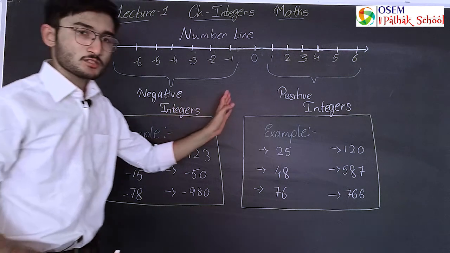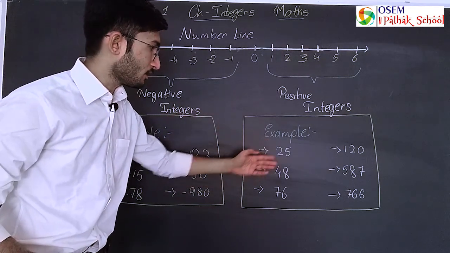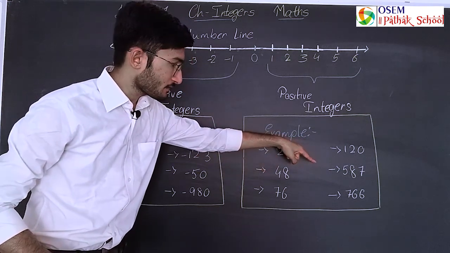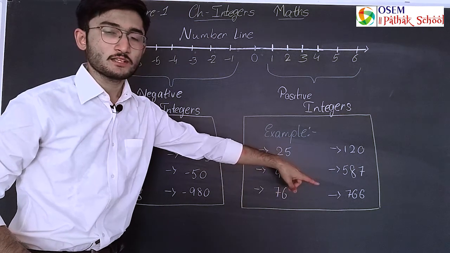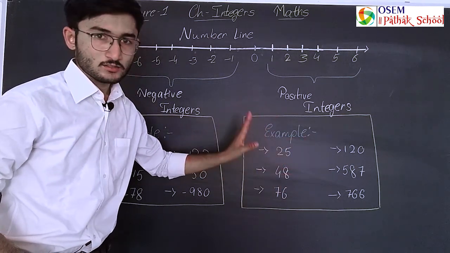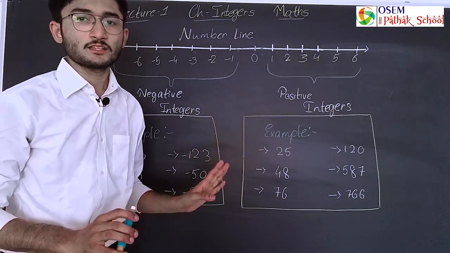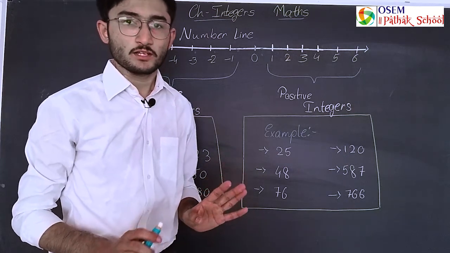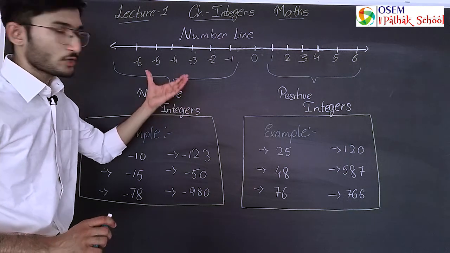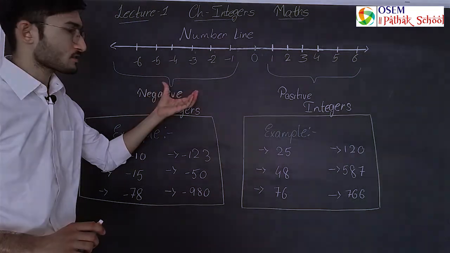When we come to the positive integers, the examples are 25, 120, 48, 587, 76 and 766. Here also the numbers can be of 2 digit, 3 digit, 4 digit and so on. It does not only stand for this much, we can take whichever numbers we want. So this was all about the general introduction of integers. You have to represent each and every integer on the number line according to your questions.